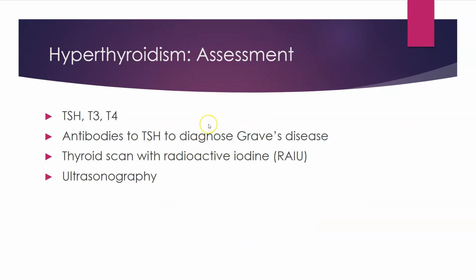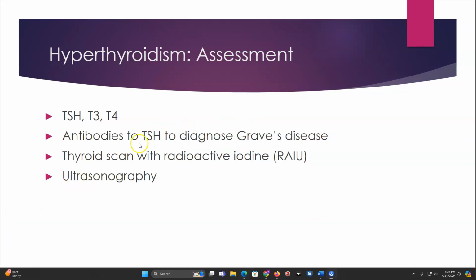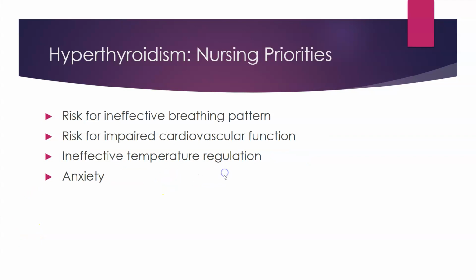So with this, you're going to check labs, specifically for your TSH, T3, and T4. You're going to look for any antibodies for TSH to diagnose Graves' disease. You might do a thyroid scan with radioactive iodine because that gets taken up in the thyroid. Remember, you need that iodine. That's why we add it to salt in this country, because you need the iodine to prevent goiter. And you might do ultrasonography to try and look at that tissue.